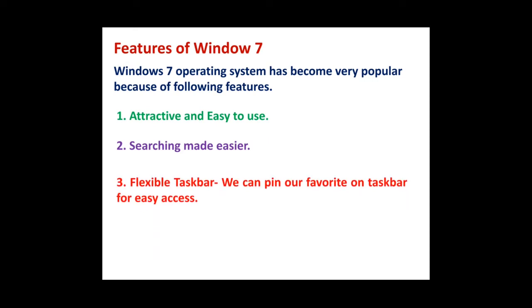Then third is flexible taskbar. Now we can pin our favorite programs on the taskbar for easy access. Whatever you use very frequently, suppose I work on Microsoft Word very frequently, so I can pin that on my taskbar so that I don't have to go again and again to the source file or the location where it comes. I can directly click on the taskbar. There will be one icon coming there, and then I can use it. Fine.